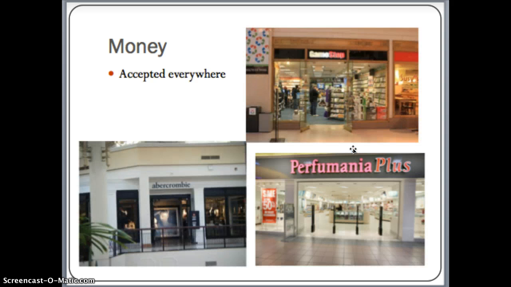That brings us to our second point. Money is money because it's accepted everywhere. There aren't stores that do not accept cash, coin, currency, checks, credit cards, debit cards. Because money is accepted everywhere, people want it because they can buy a wide variety of different things with that money. They can trade those dollars, those checks, for a wide variety of things. For here, for example, there's the GameStop in the top right corner, the Perfumania Plus, and the Abercrombie store.